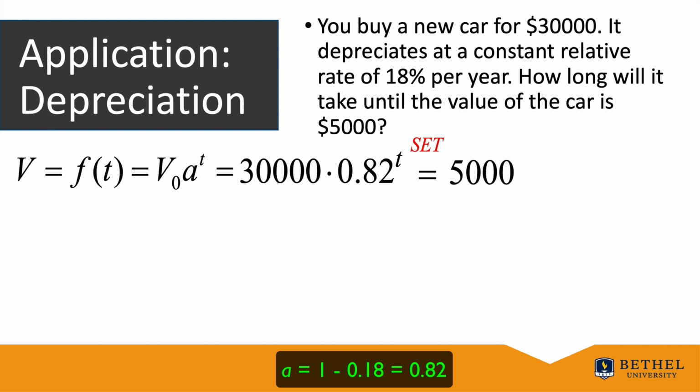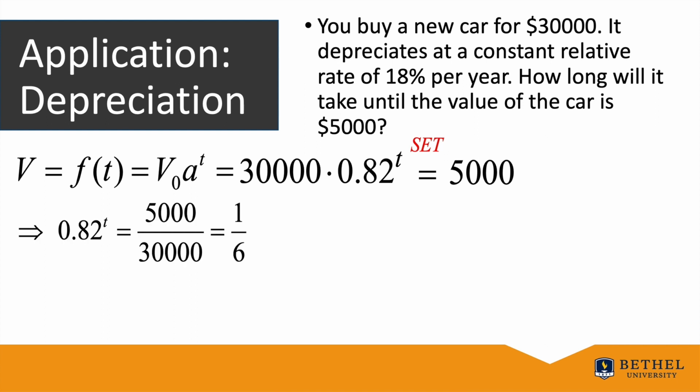This is tailor-made to use logarithms. While we could take the logarithm of both sides of this equation right away, typically people divide both sides by 30,000 first. Then the equation becomes this: 0.82 to the t equals 5,000 over 30,000, which simplifies to 1/6. To solve for t, take the log of both sides.